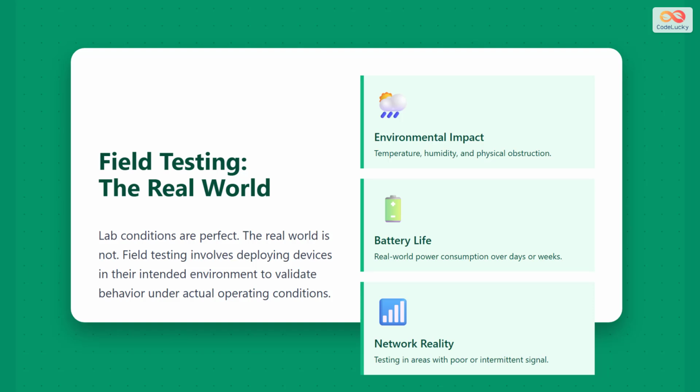Finally, we have field testing. You cannot rely solely on the lab. You must test in the real world to see how factors like extreme temperatures, rain, or physical obstructions affect your device. This is also the only way to accurately measure battery life under actual usage conditions.